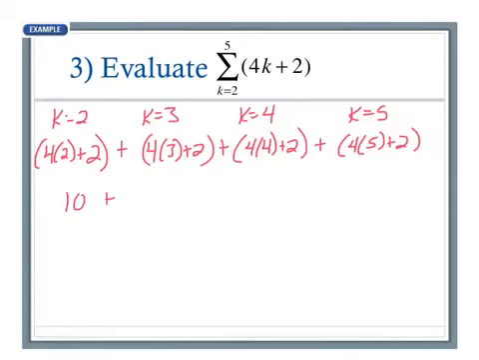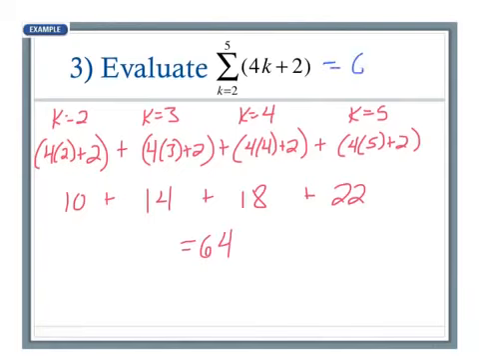This is going to be 12 plus 2, so that's 14. This is going to be 16 plus 2, so that's 18. And this one's going to be 20 plus 2, so that's 22. 10 plus 14 plus 18 plus 22 is 64. And that's it. The value of this expression is 64.